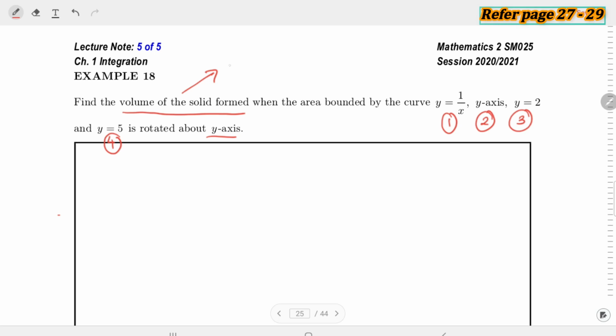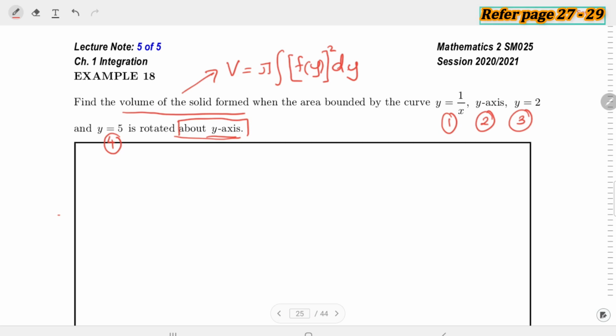This is volume, so just put V equals pi, which is a constant, so I put it in front. Since this is clearly about the y-axis, I put dy, and then the function here must be f(y), and don't forget this is to be squared. This volume actually involves a curve and the axis.